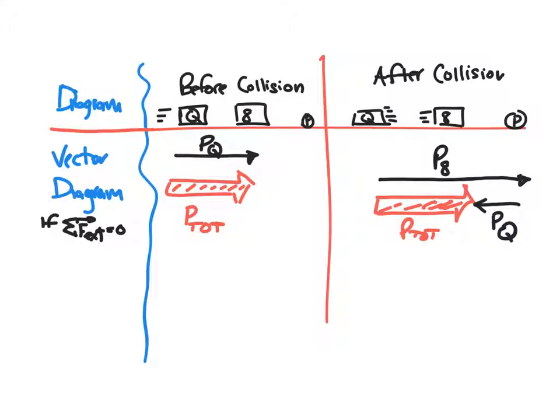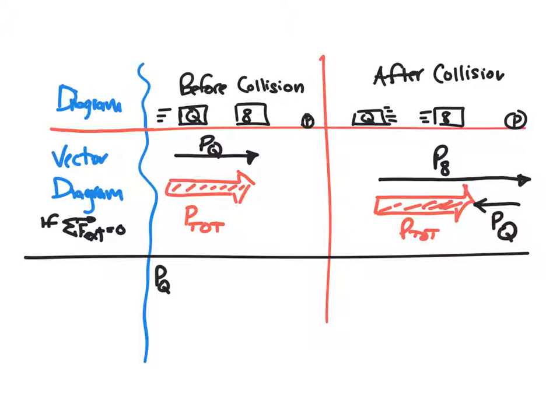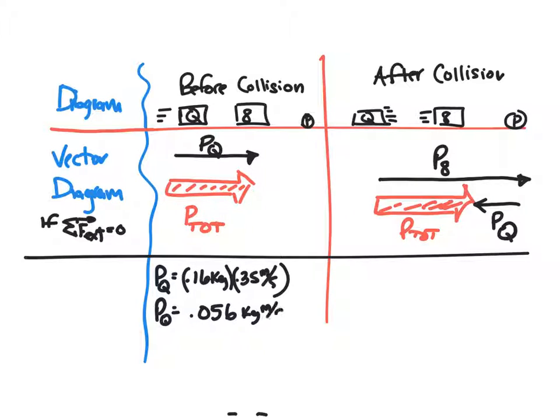Okay? So now I just got to find out the lengths of my vectors. Okay? And this really is no big deal. Over here, the cue ball's momentum should be, I don't know, the mass, which is 0.16 kilograms, times the speed, 0.35 meters per second, right? That means the cue ball's momentum, if I multiply those numbers, I should get 0.056 kilogram meters per second. And that means the total momentum will be the same.